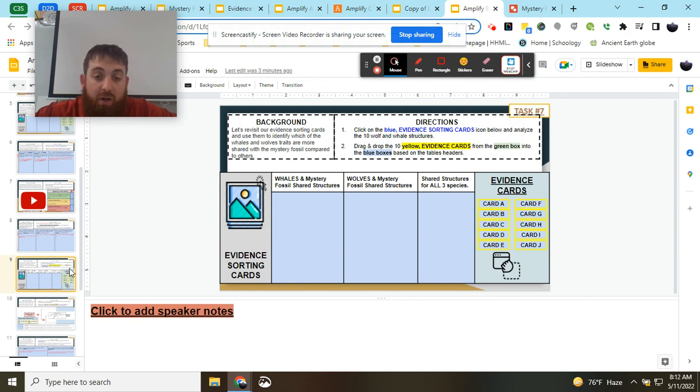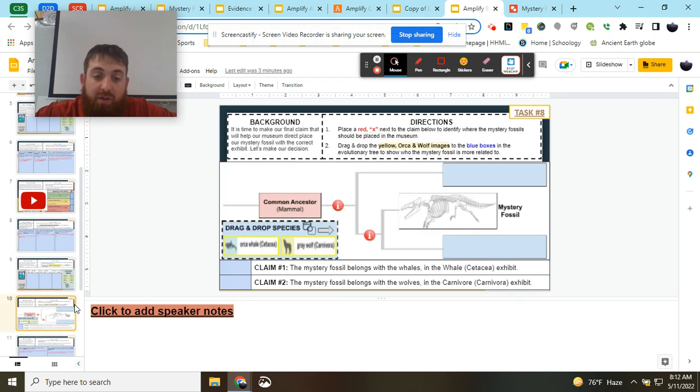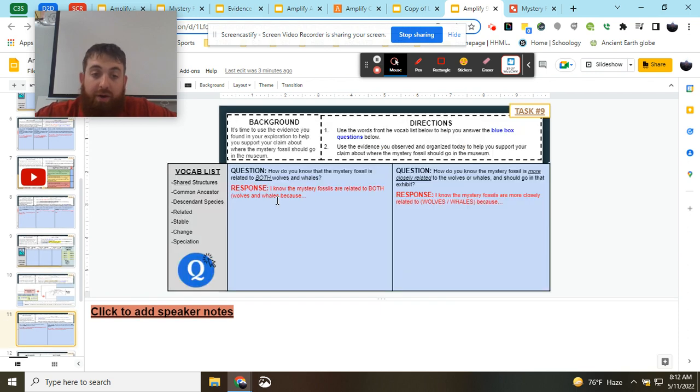When you're done, you're going to use that evidence to decide which place in the exhibit it should go. You're going to create an evolutionary tree to show me who's related to who, and then you're going to explain your evidence using our vocab.